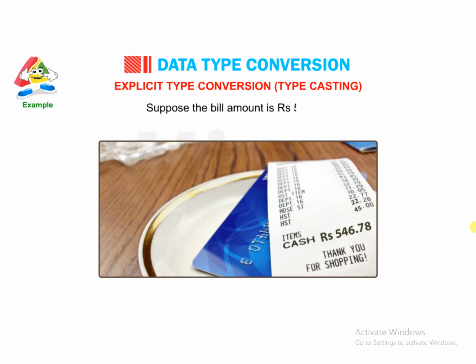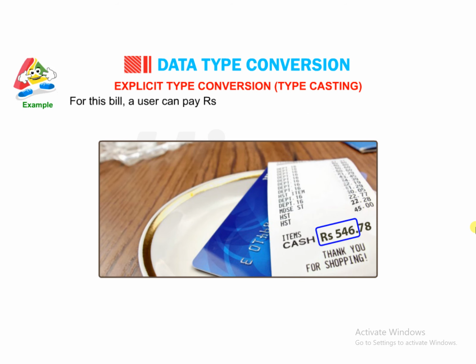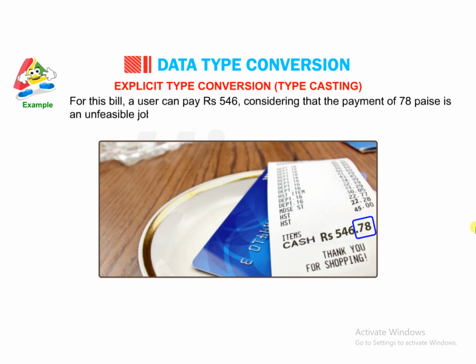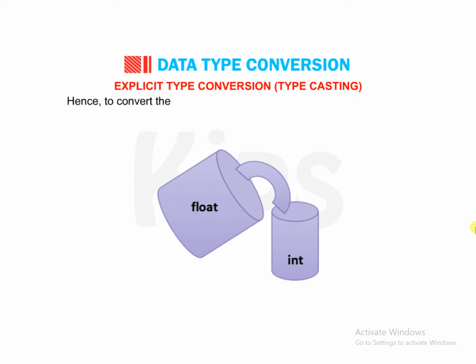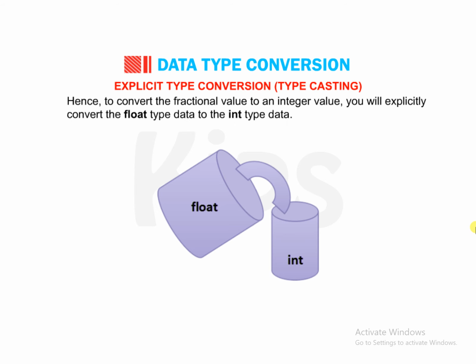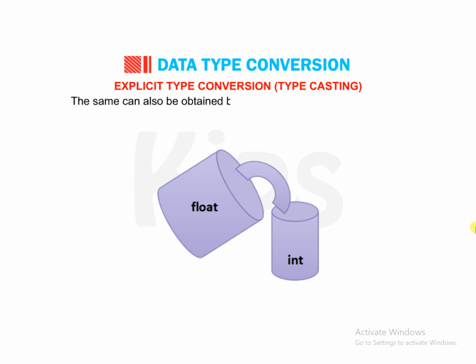Suppose the bill amount is Rs 546.78. For this bill, a user can pay Rs 546, considering that the payment of 78 paise is an unfeasible job. You want the program to display the payable amount as a whole number, that is, rupees 546 only. Hence, to convert the fractional value into an integer value, you will explicitly convert the float type data to the integer type data. The same can also be obtained by using the ceil, floor or int methods of the Math class.